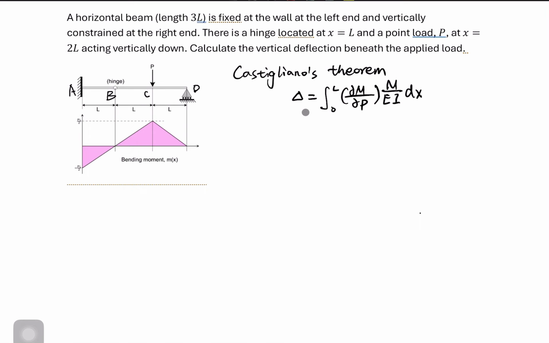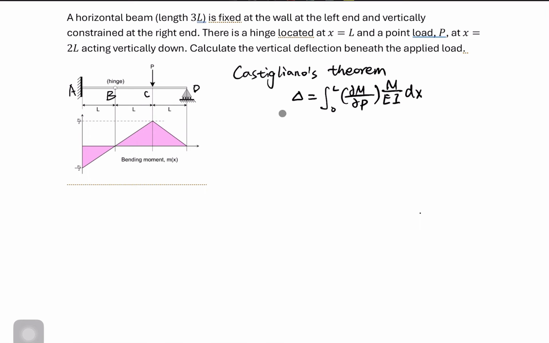We have the deflection delta equal to an integral. In this integral, we have partial M over partial P, that means the partial differentiation of the bending moment with respect to the concentrated load P, and M is the bending moment, and EI is the flexural stiffness. So first of all, we need to come up with the expression for the bending moment M.